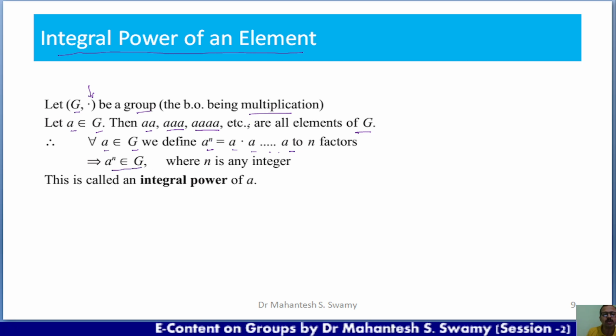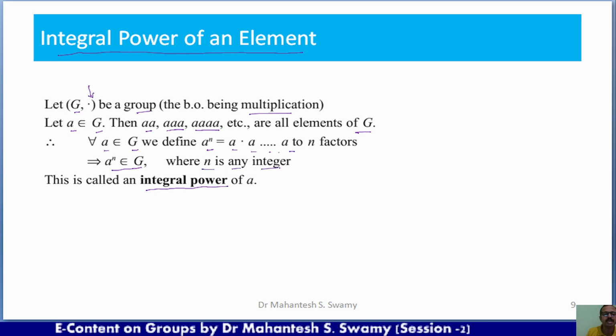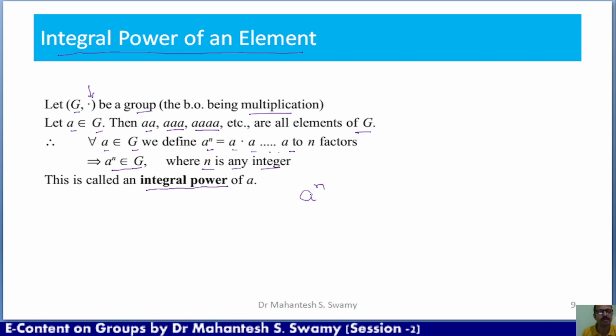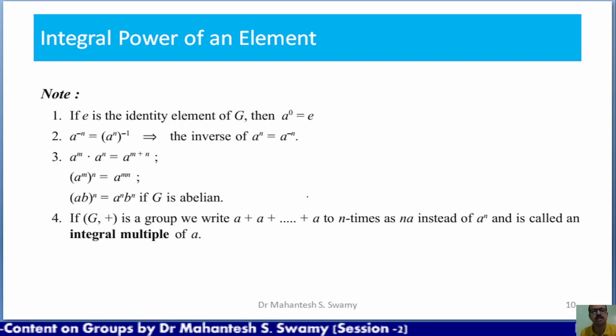I told you just now, because of the closure law. Therefore, this particular A to the power n is now called the integral power of A, where n is any integer. This expression A to the power n is called an integral power of an element A belonging to the group G. Now consider these important notes.